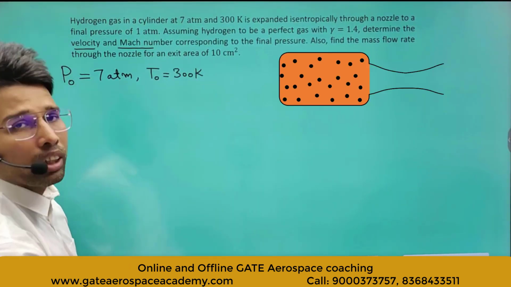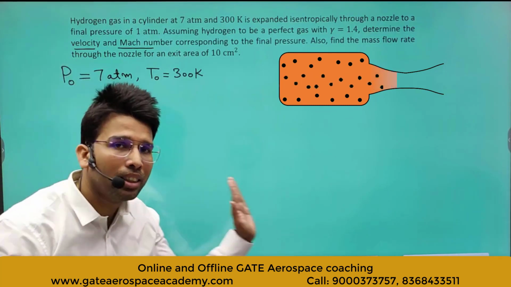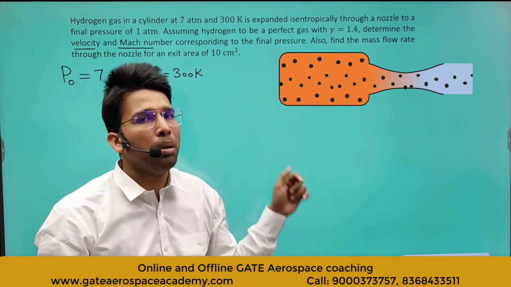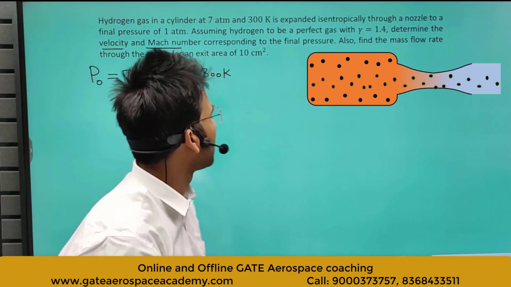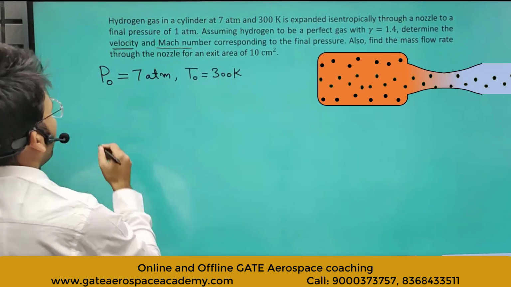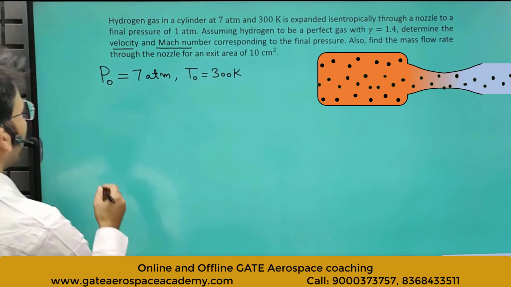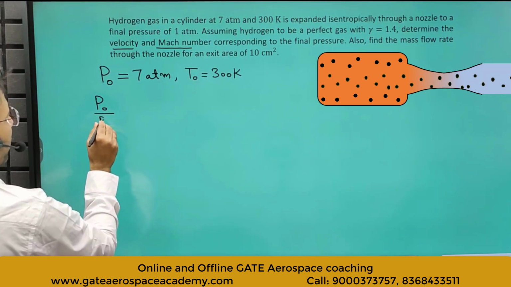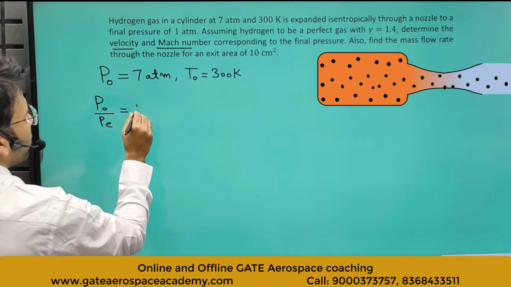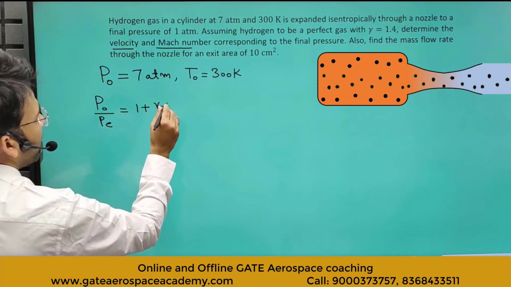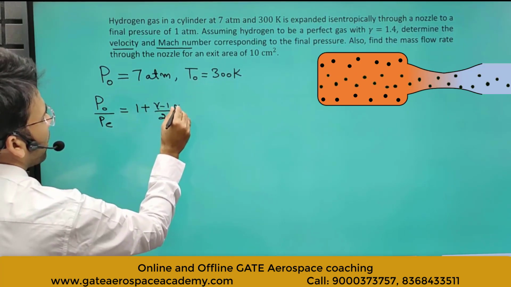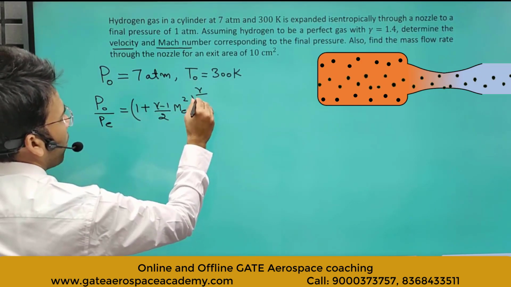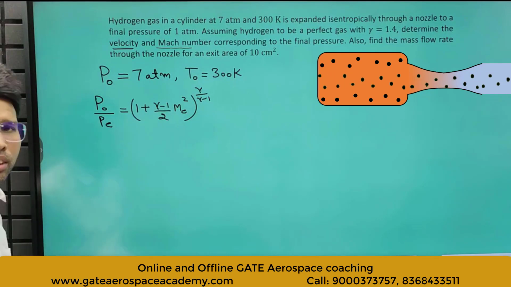Right? So the gas is getting expanded from the stagnation state. Its velocity will increase, Mach number will increase, right? Pressure and temperature will decrease, correct? So for Mach number, let's apply the relationship between pressure and Mach number. Derivation we already did in the lecture. I will directly write the formula. P naught by Pe is equal to (1 plus (gamma minus 1) upon 2 Me square) power raised to gamma upon gamma minus 1, right?